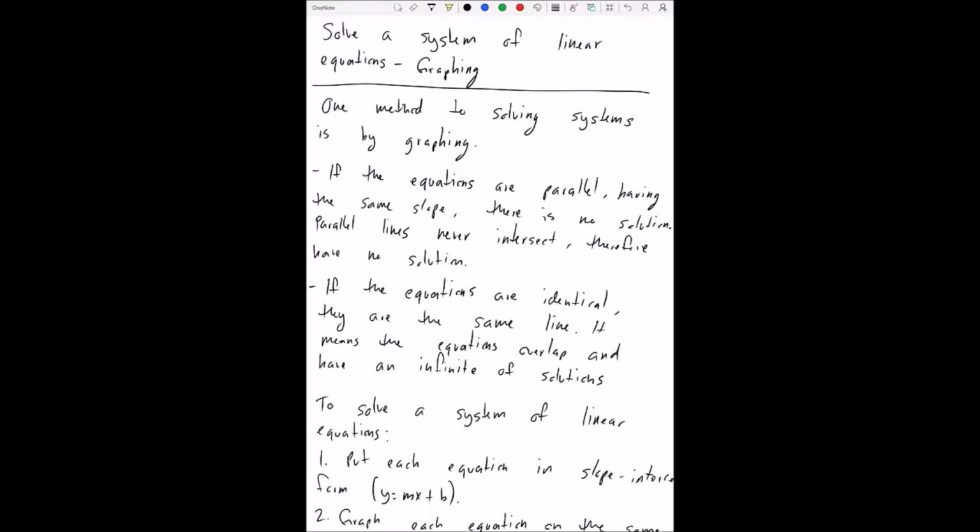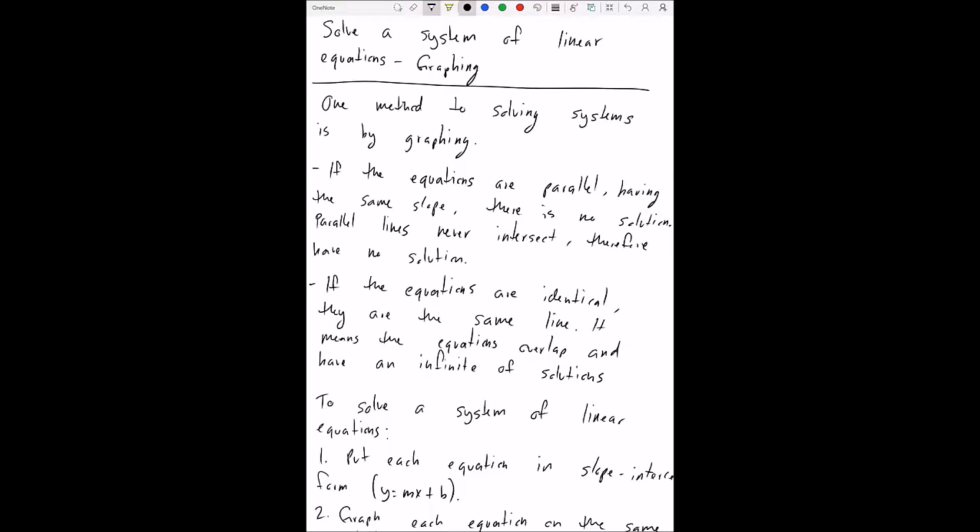One method to solving systems is by graphing. If the equations are parallel, meaning they have the same slope, there is no solution, because parallel lines never intersect. If the equations are identical, they are the same line. It means the equations overlap and have an infinite number of solutions.